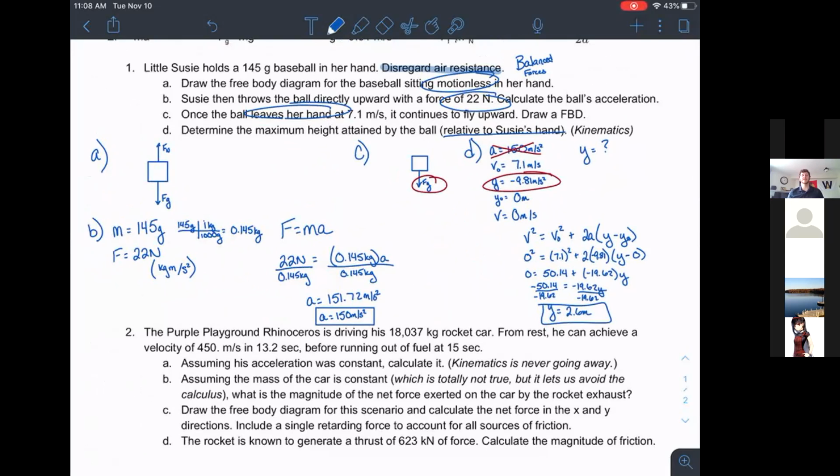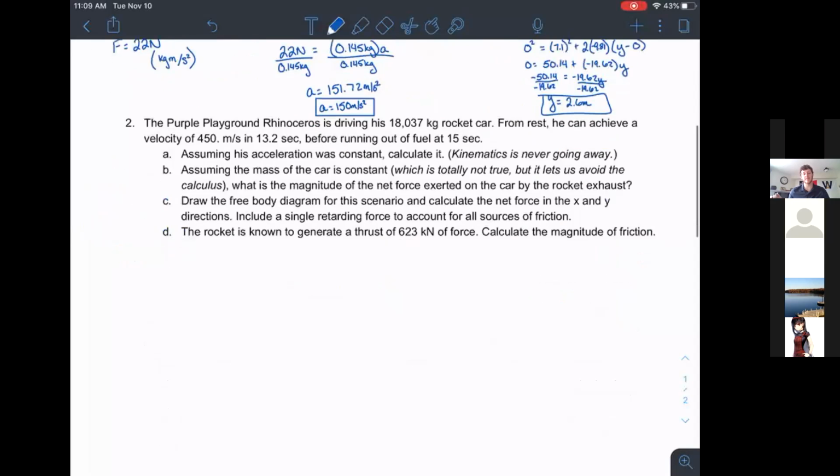All right. So then problem 2 is going to be a little bit different because now we're going to talk about more forces acting on our object than just the 2, the normal force and gravity, or just the 1 when we do gravity by itself. So we have to do a little bit more with this next problem. It says the purple playground rhinoceros is driving his 18,037 kilogram rocket car. From rest, he can achieve a velocity of 450 meters per second in 13.2 seconds before running out of fuel at 15 seconds. Assume the acceleration was constant, calculate it. We're going to use kinematics because it's never going to go away.